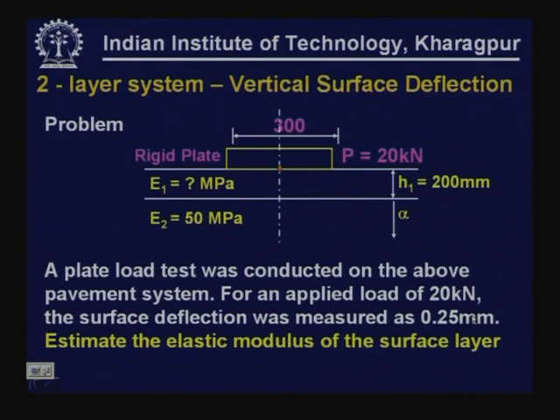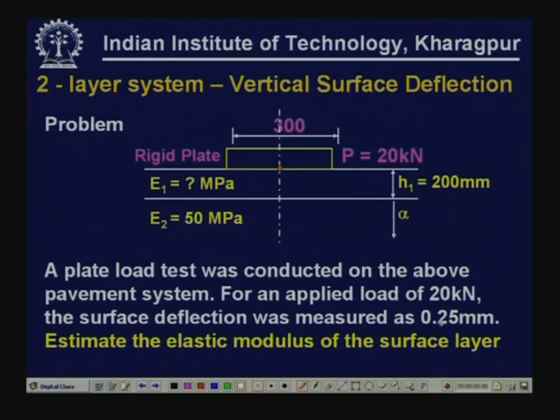Let us take up a problem and make use of this information for calculating surface vertical deflection. Here again we have a similar system, load plate 300 millimeter diameter, load applied is 20 kilonewton. This is a rigid plate, E2 is 50 MPa, thickness of the pavement is 200 millimeter. We are trying to find out the value of E1. So, we have conducted a plate load test on this pavement. This is a rigid plate. So, for the applied plate load of 20 kilonewton, the surface deflection measured was, let us say, 0.25 millimeter. So, we are trying to estimate the elastic modulus value of the surface layer.